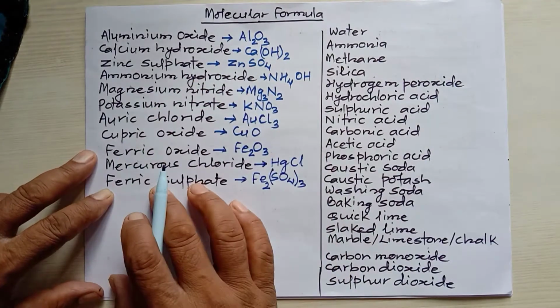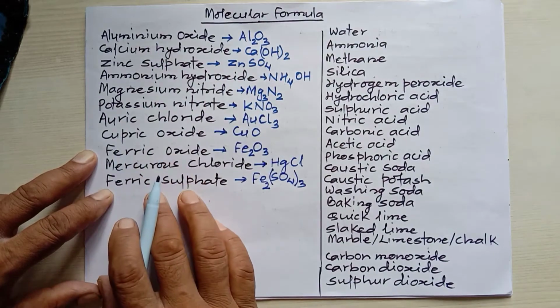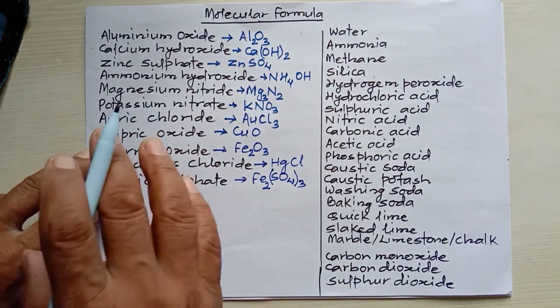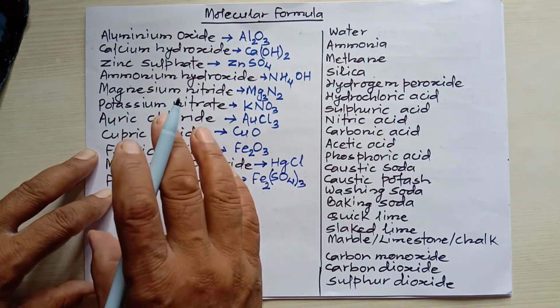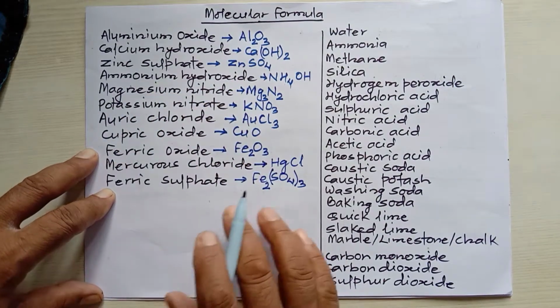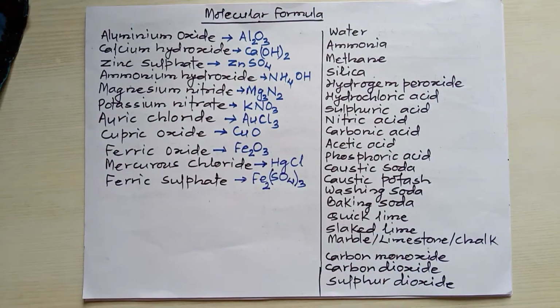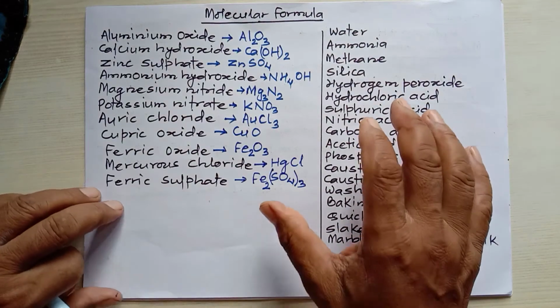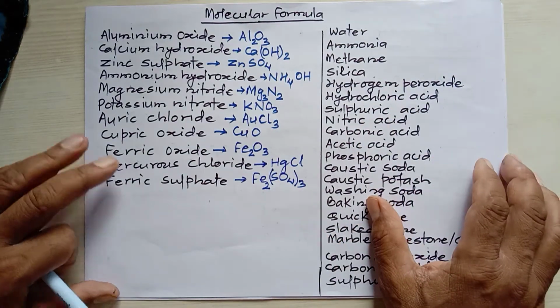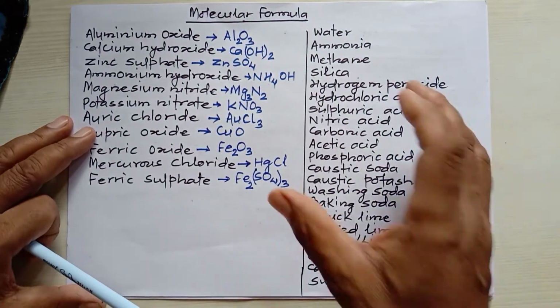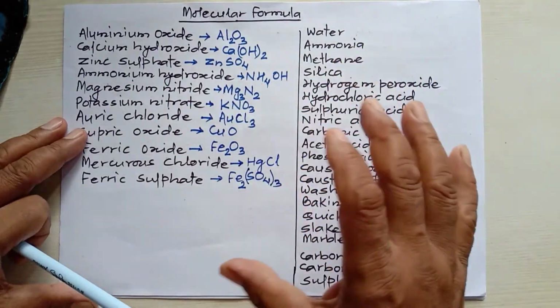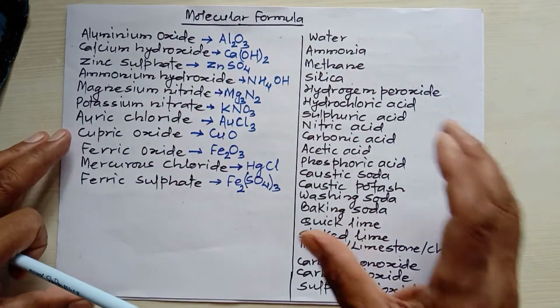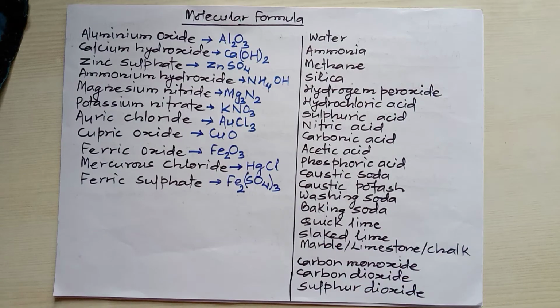These are the compounds. Looking at their names, we can write their molecular formula very easily, but while writing chemical reactions, there are many compounds where, looking at their names, we cannot understand which element or which radical is present in that particular compound.